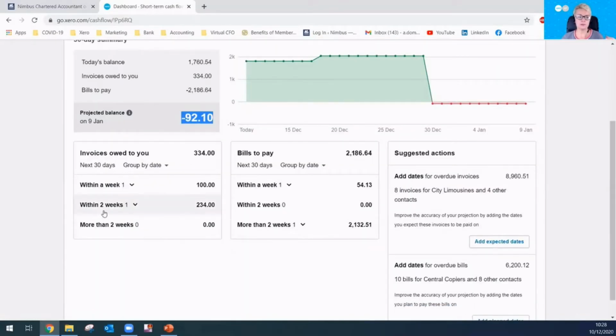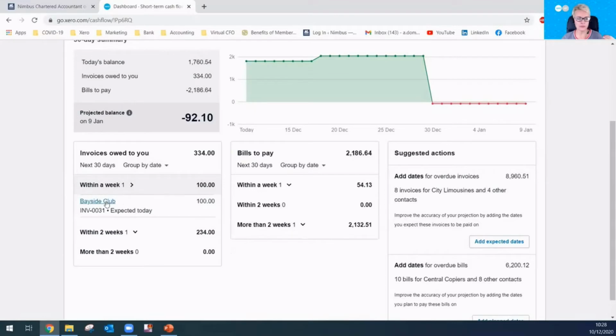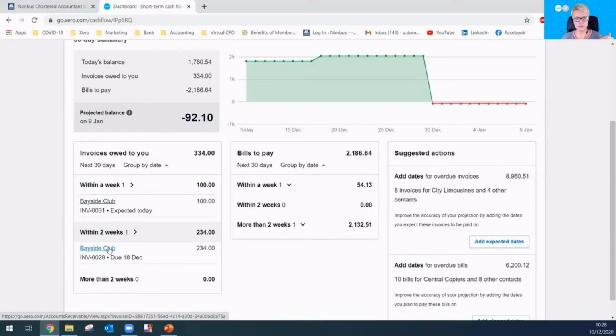And here at the bottom you can see the details of invoices owed to you. We can see that in 1 week we are expecting 100 from this customer, and again we can drill down and see the details. In 2 weeks time we are expecting 200 from this customer. So perhaps we need to do something to get more cash, to get the money sooner, or definitely we need to do something with the bills we need to pay because we have over 2,000 in bills payment. This is a large amount, over 2,000.